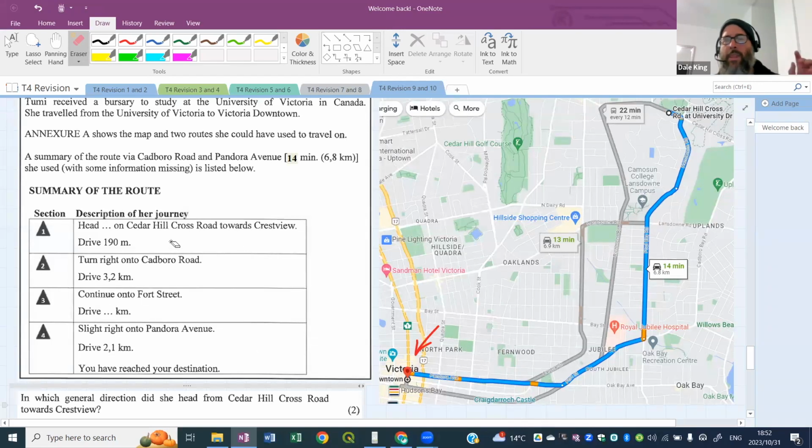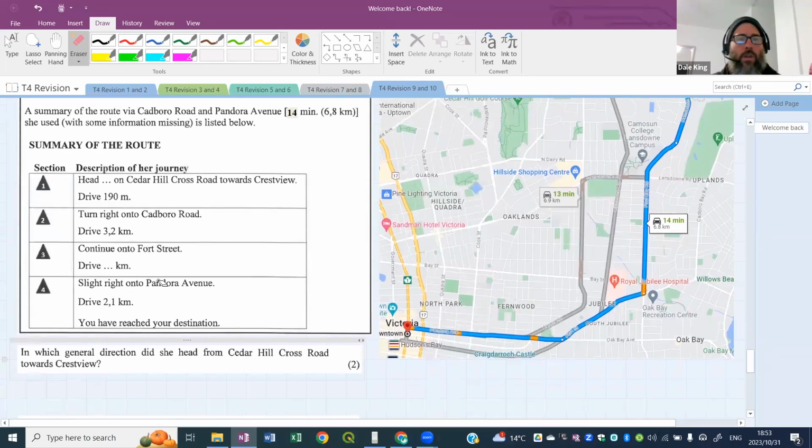And then when you press go, the lady starts to speak to you on your phone or on your laptop or whatever. In 190 meters, you're going to turn right. So these are the instructions the lady actually reads to you. Let's see what questions they have. We'll do a couple of them.